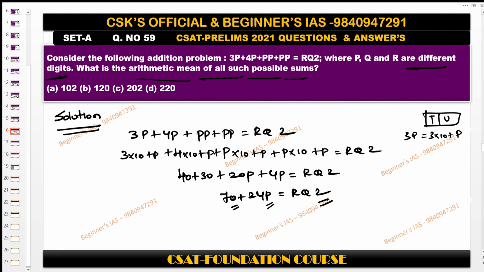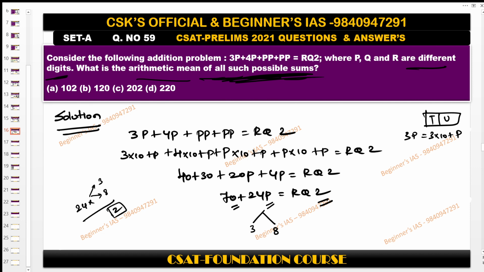In order to get 2 in the unit place, with respect to the multiple of 24, either 24 into 3 or else 24 into 8 gives you the unit place as 2. With this logic itself, you can say P is either 3 or 8. Only 2 are possible. Find the arithmetic mean of all such possible sums. There are only 2 possible.